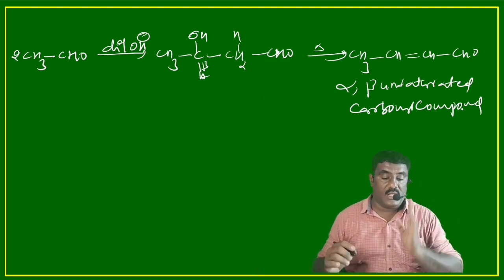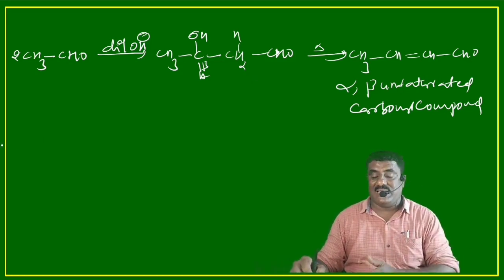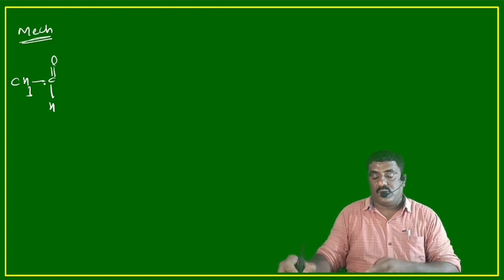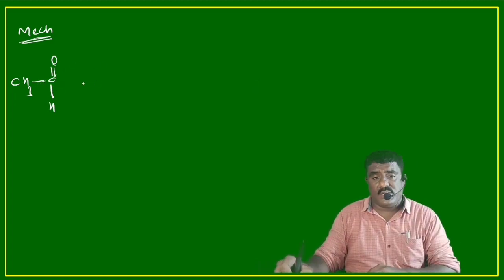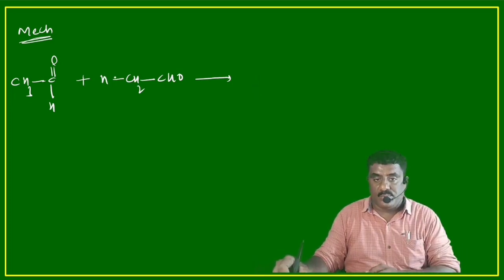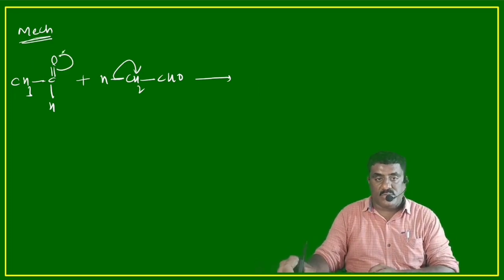I'm writing the mechanism, what happened in this mechanism. One mole of aldehyde, acetaldehyde, CH3 C double bond O H. Yes, it is an aldehyde. Another aldehyde I am writing like this, H CH2 CHO. The base abstracts the proton, it becomes CH2 minus. The pi bond shifted to oxygen, which gets a positive charge. So this is the negative charge.